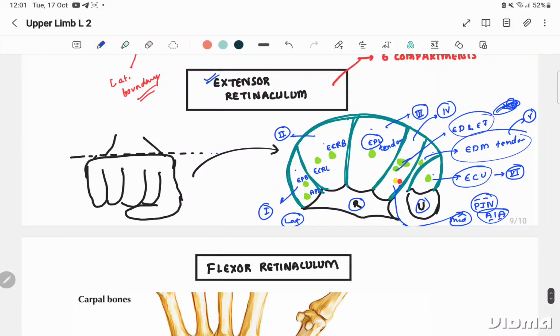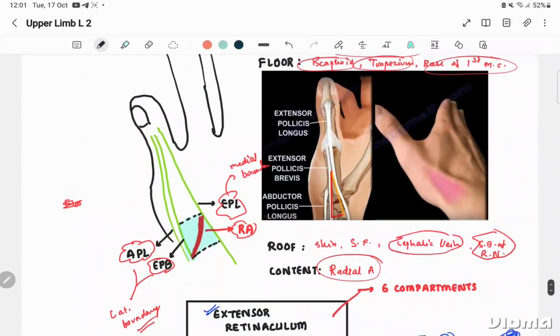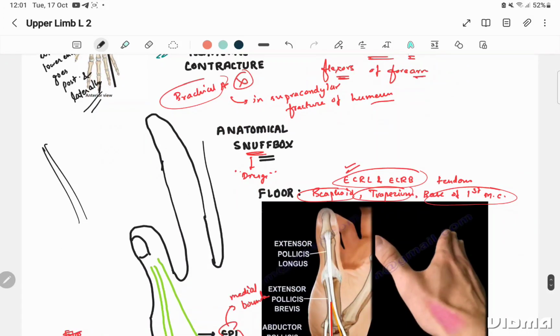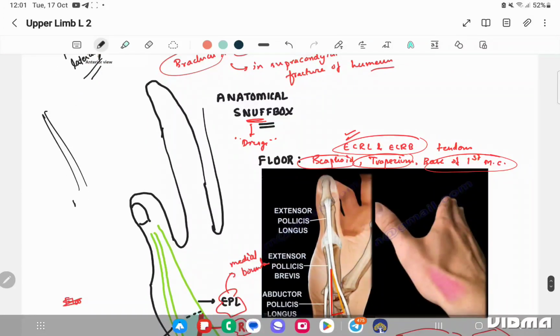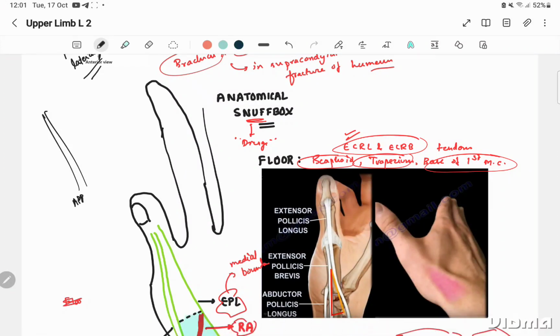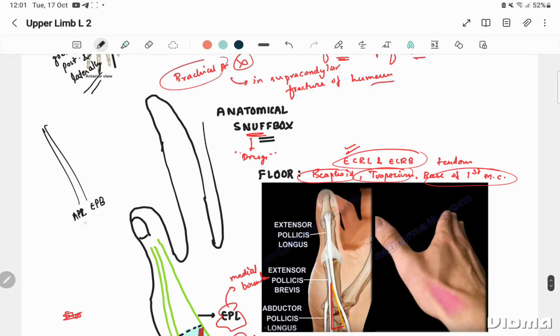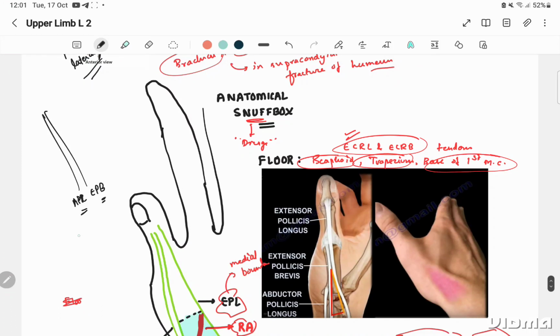Understood? So let me revise the things. First is the anatomical snuff box we discussed. The two things that form the lateral boundary are the APL and EPB tendons, extensor pollicis brevis and abductor pollicis longus tendon. This is the lateral boundary. In the medial boundary we have the EPL tendon, extensor pollicis longus tendon.